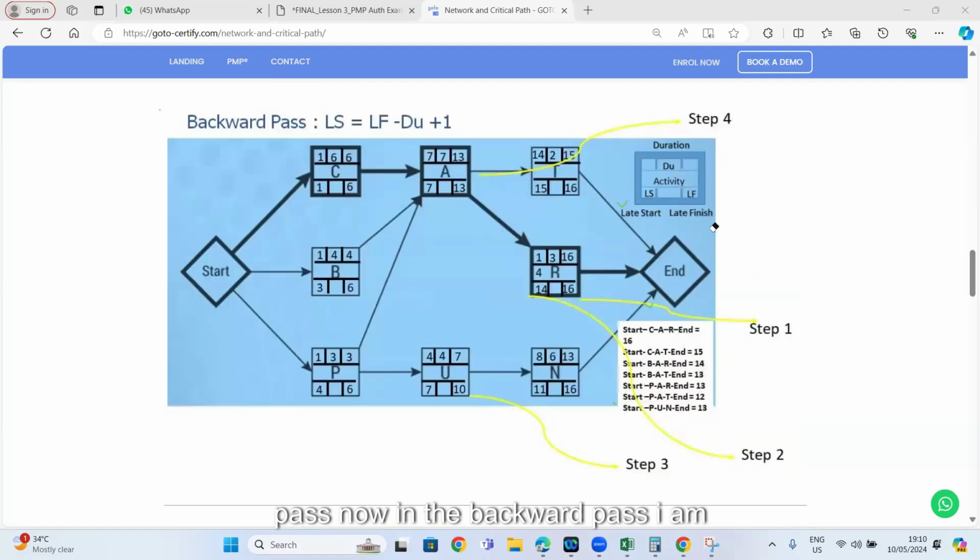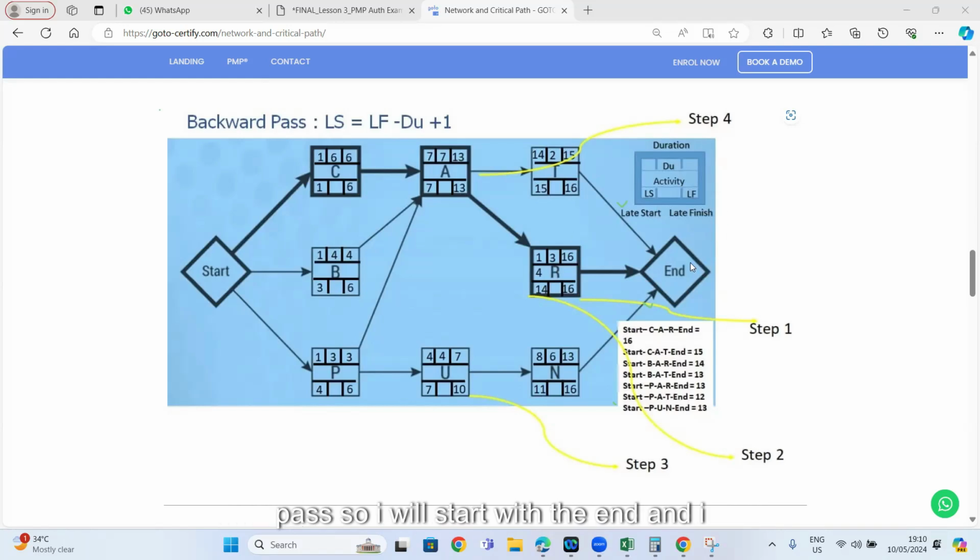Okay, backward pass. Now in the backward pass, I am interested to know the late finish and late start of these, and you can see late finish and late start mentioned over here. So I need to start now from the end of the project. Earlier, in the forward pass, I started from the start to the end of the project. Now I need to go backward, which means the backward pass.